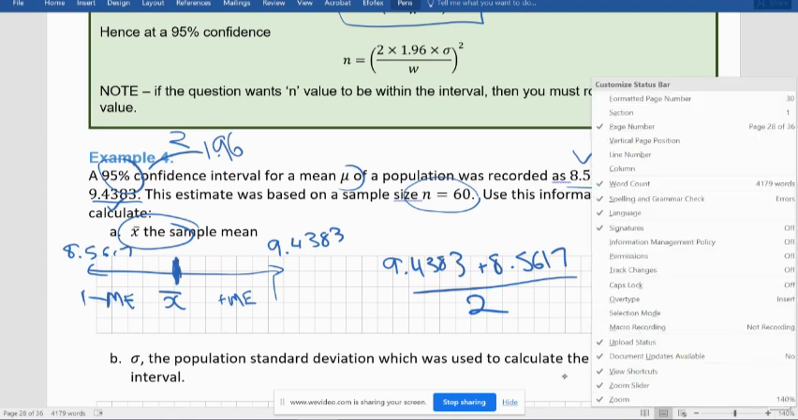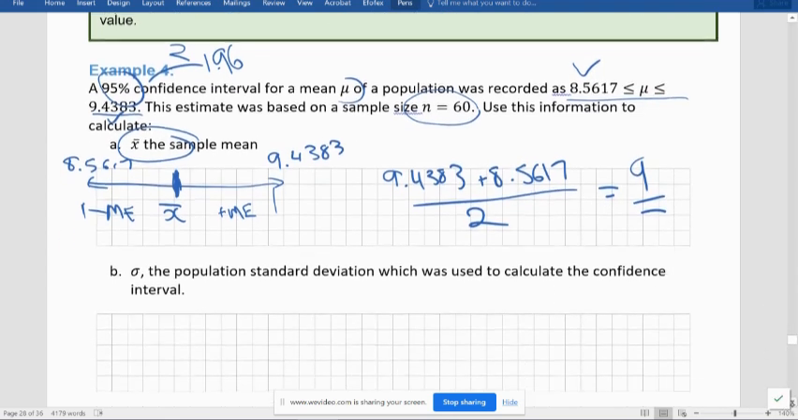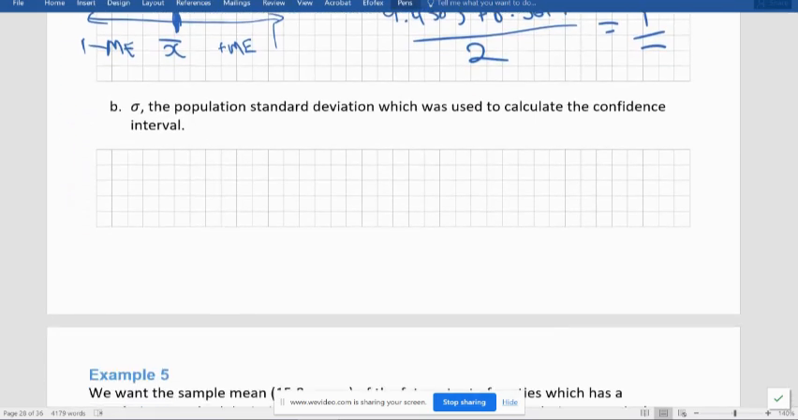Now they want us to find the standard deviation of the population, the population standard deviation, which was used to calculate it. So using that formula, remember when we talk about our interval, now that we know the sample mean, we can pick either the upper or the lower limit. Why don't we talk about the lower limit, 8.5617.